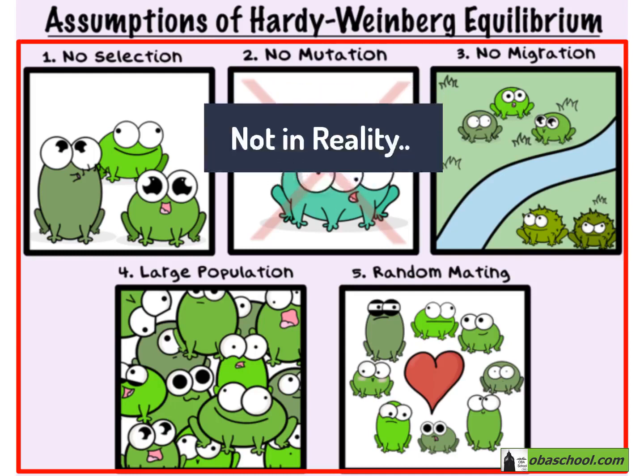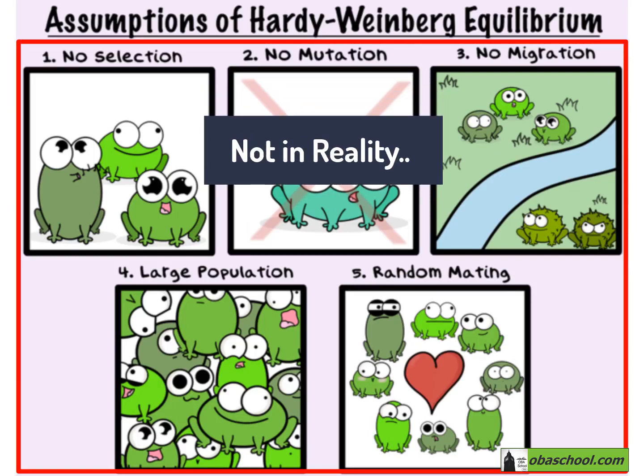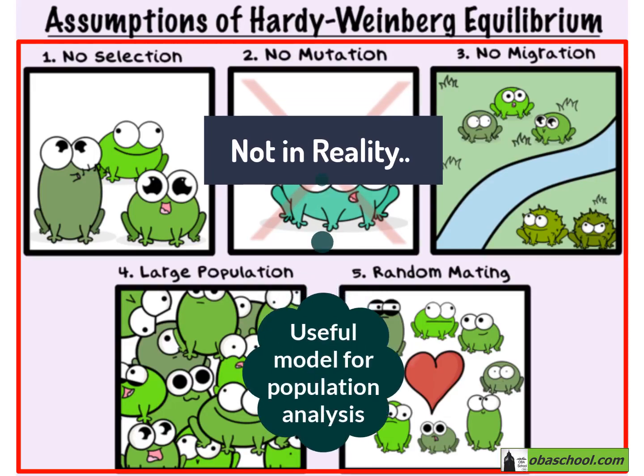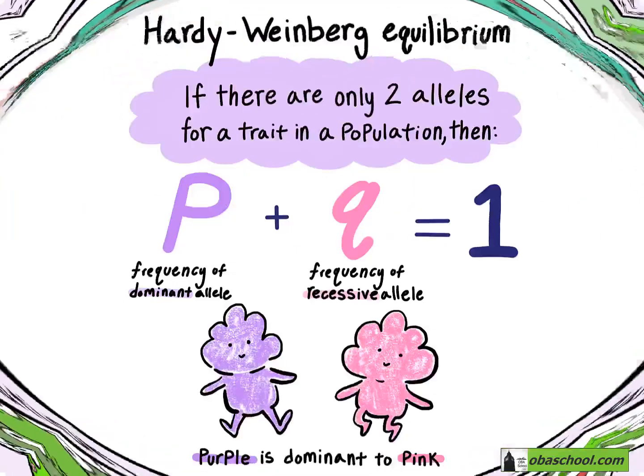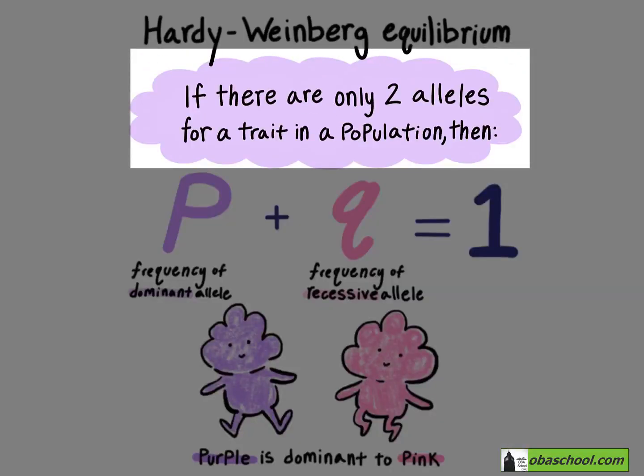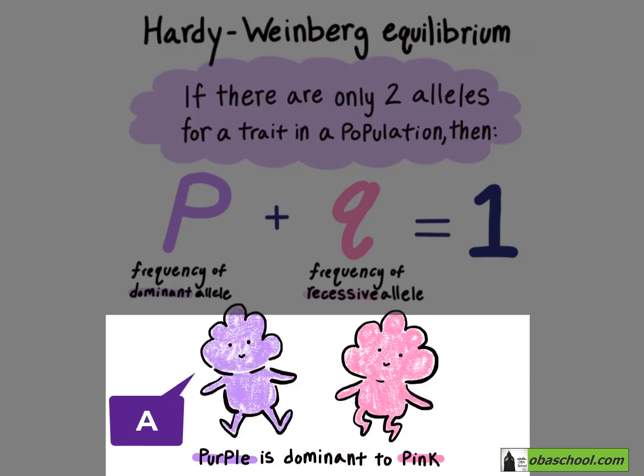Now, although there is no real-world population that can satisfy all these conditions, the principle offers a useful model for population analysis. So let's see what is meant by the Hardy-Weinberg equation. Let's consider a gene that has two alleles, a dominant allele, which is capital A, and a recessive allele, which is small a.